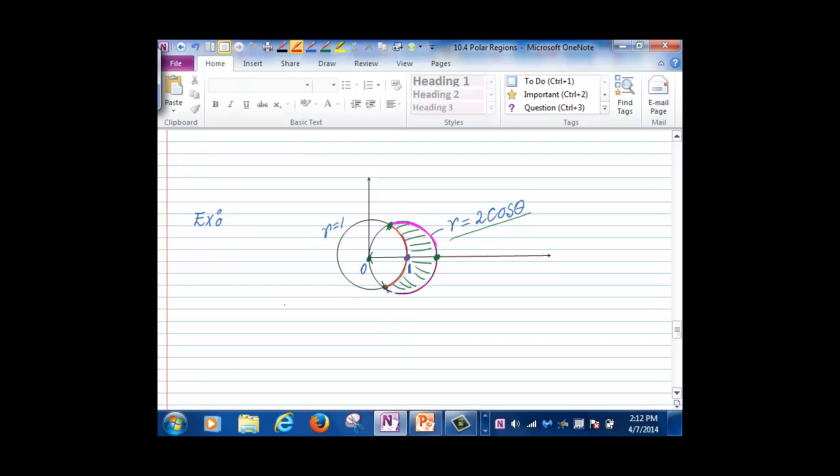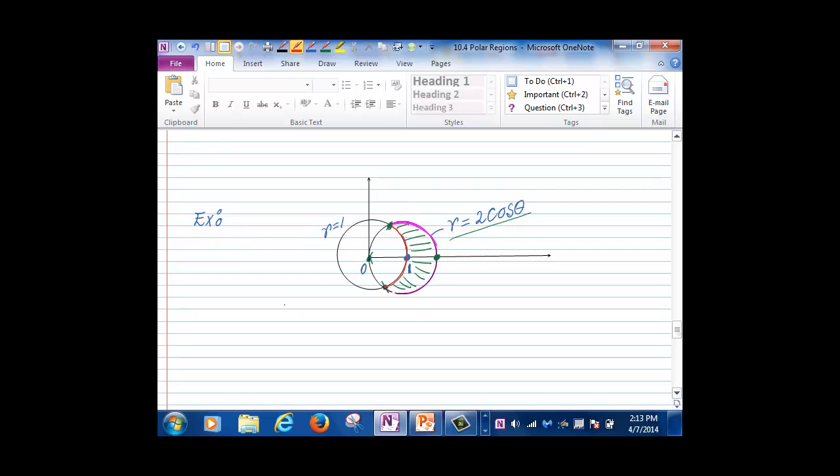In this example, I have two curves. The curve r equals 1 is just the circle of radius 1 centered at the origin. And then remember I drew the graph of r equals 2 cosine theta. The graph of r equals 2 cosine theta is what?